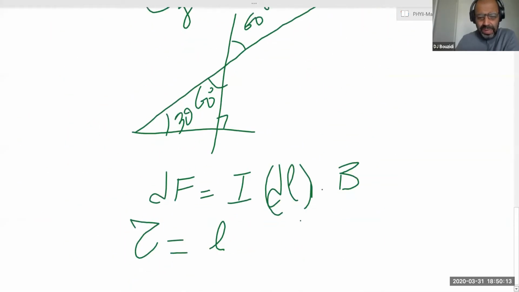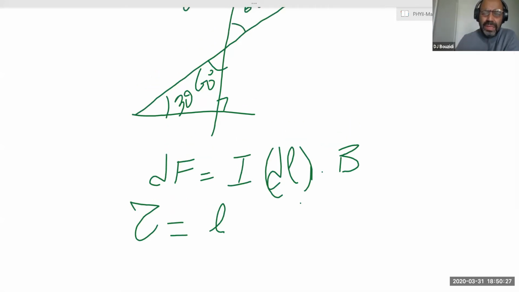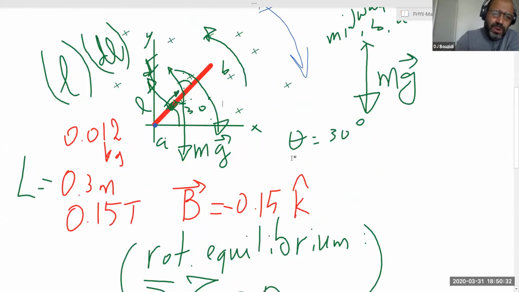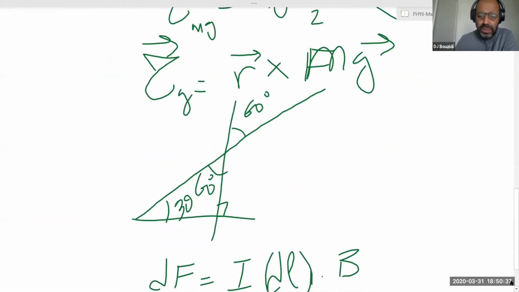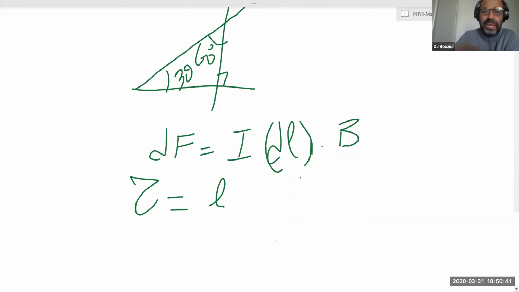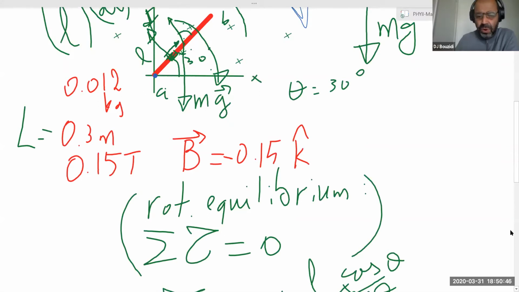Then we have L times this force times, again, I need to worry about the sign of the angle between them. But the angle between them is going to be 90 degrees, because the force itself is perpendicular to the current, and the current is along the direction of L. So the torque is going to be the sum of all of these.